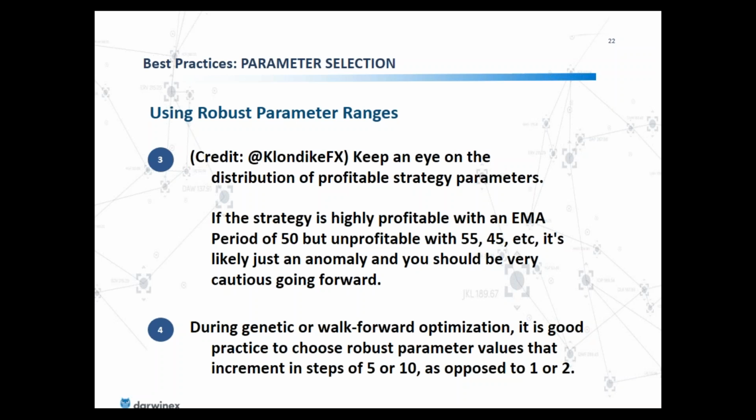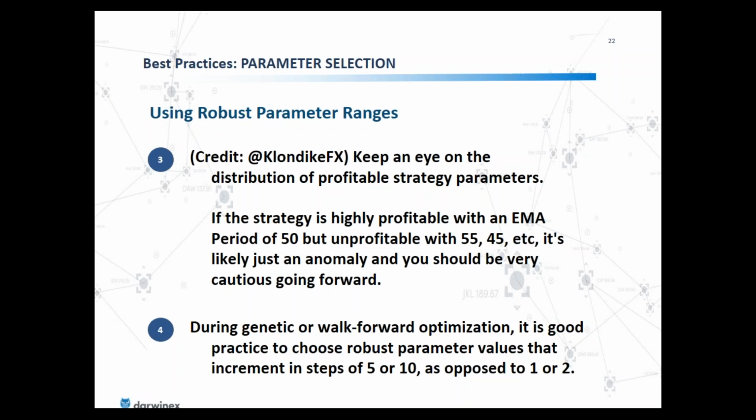Also, during genetic or walk-forward optimization, it's good practice again to choose robust parameter values that increment in steps of 5 or 10 as opposed to 1 or 2. So, for instance, if you're optimizing a trading strategy's parameter space, and you have X parameters, and each of them takes a value between some number and another number, it's more robust to optimize where you increase that number by 5 or 10 as opposed to 1 or 2, because by choosing 1 or 2 you may end up again overfitting to the data in the optimization.